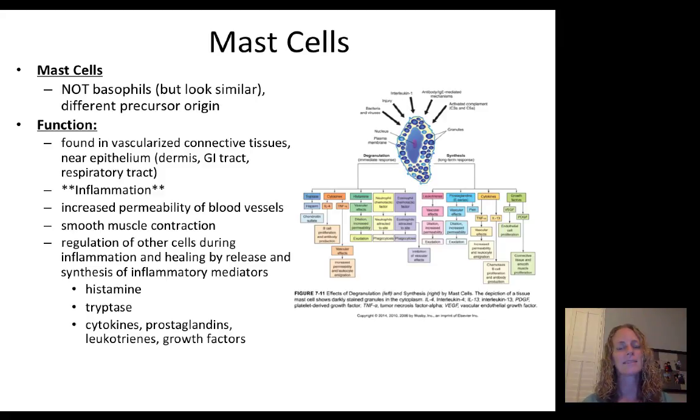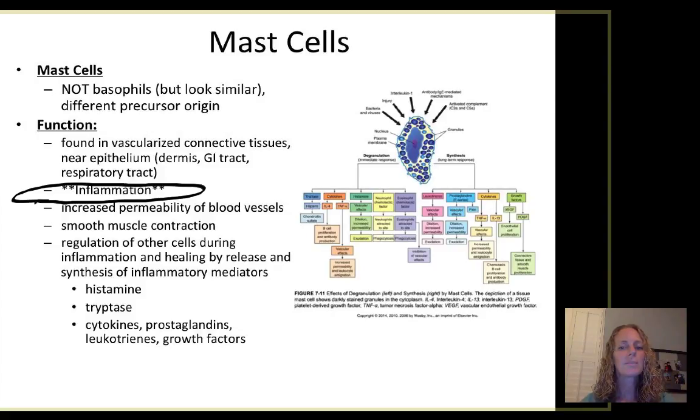Lastly are mast cells. Mast cells used to be thought to be similar to basophils, but we now know based on genetic analysis that they have a different precursor origin. They do look quite similar to basophils. They're found in vascularized connective tissues near the epithelium, so you'll see them commonly in the dermis, the GI tract, and the respiratory tract. They have a very important role in inflammation.